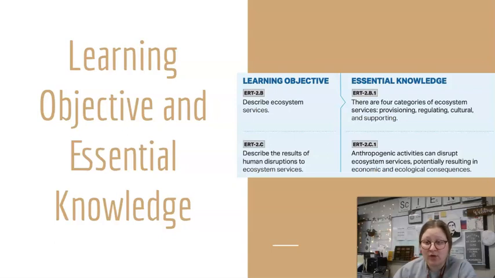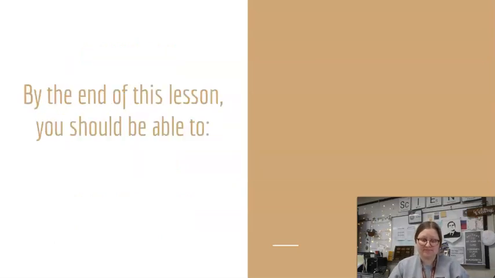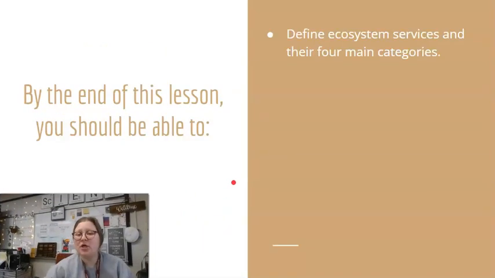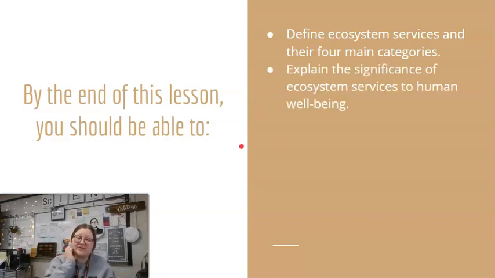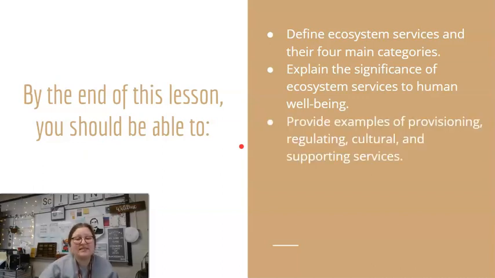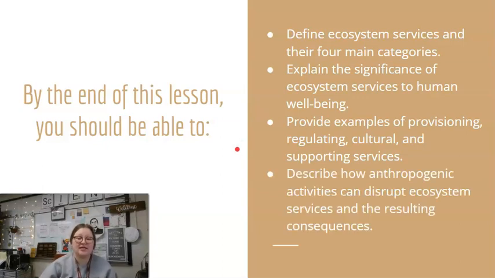services, meaning there are 4 categories of ecosystem services: provisioning, regulating, cultural, and supporting. And then you should be able to describe the results of human disruptions to those services. So anthropogenic activities can disrupt ecosystem services, potentially resulting in economic and ecological consequences. And by the end of this lesson, you should be able to define ecosystem services in their 4 main categories, explain the significance of ecosystem services to human well-being, provide examples of provisioning, regulating, cultural, and supporting services, and describe how anthropogenic activities can disrupt ecosystem services and the resulting consequences.